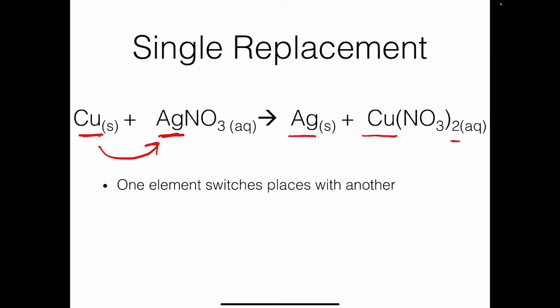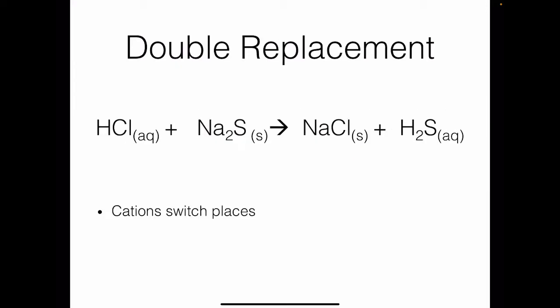Otherwise, what a lot of people tend to do is literally just replace silver with copper and write the formula the same way. But remember, these are two different formulas. The one on top is copper 2, as indicated by the 2 outside of nitrate. The one on the bottom is copper 1, as indicated by the 1 outside of the nitrate. But according to this equation, it's the copper 2 ion that we're looking for. So single replacement is when we just have one thing that's switching places.